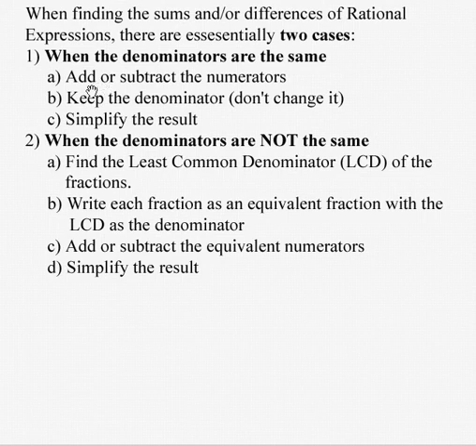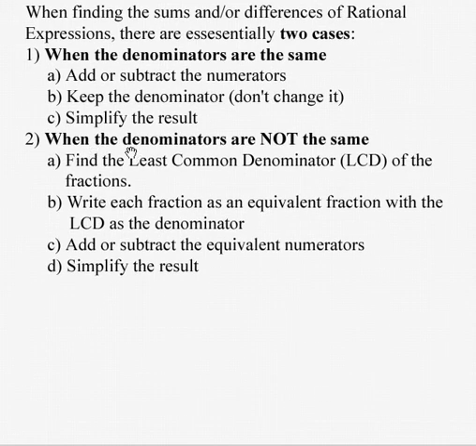When they are the same, we're going to add or subtract the numerators, keep the denominator, don't change it at all, and simplify our results. However, in the more difficult case, or the one that takes a little bit more work, when the denominators are not the same, you have to find the least common multiple, but when we apply it here for the denominator's sake, we call it the least common denominator, or LCD.